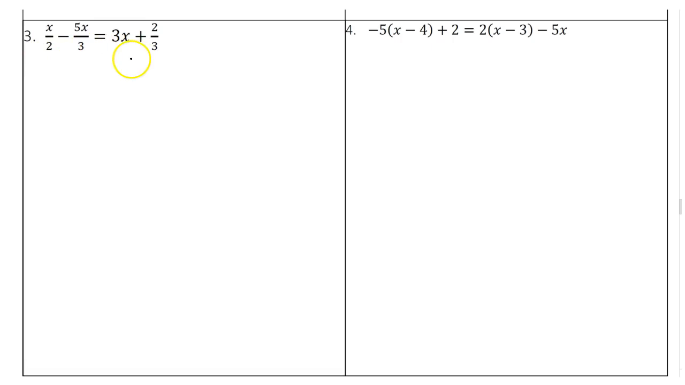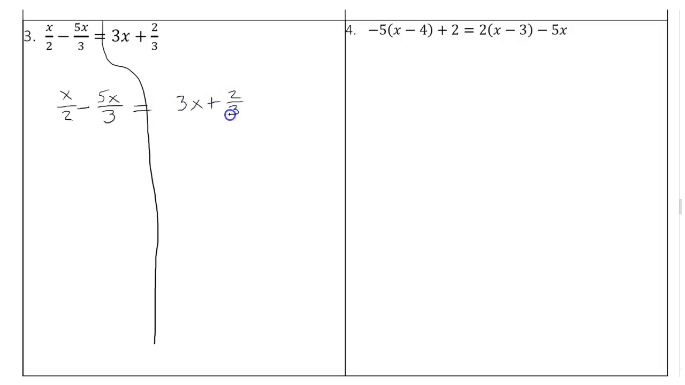In example 3, we have two sets of fractions. Remember from previous lessons that before we begin solving, we want to eliminate the fractions. To do this, we need to multiply all terms by the least common denominator of the fractions. In this case, the least common denominator is 6.